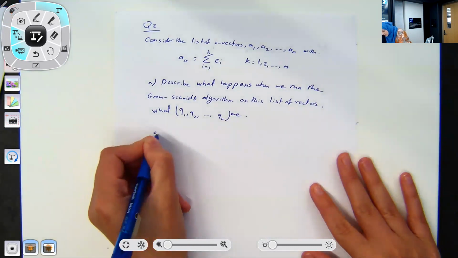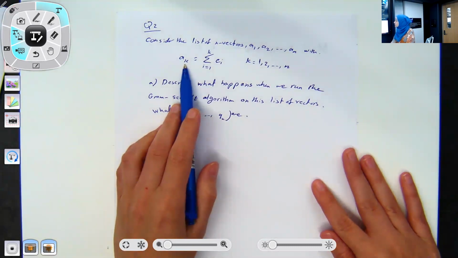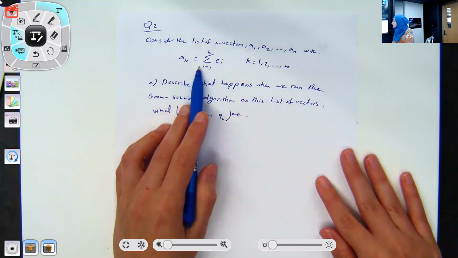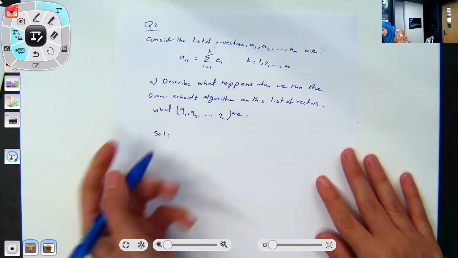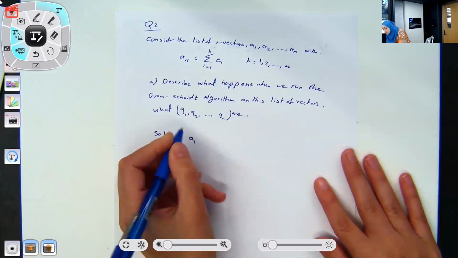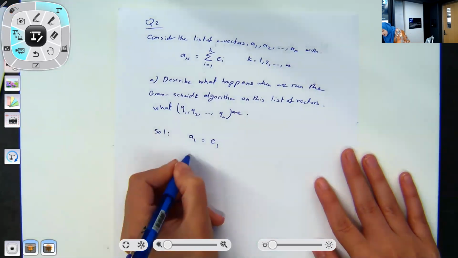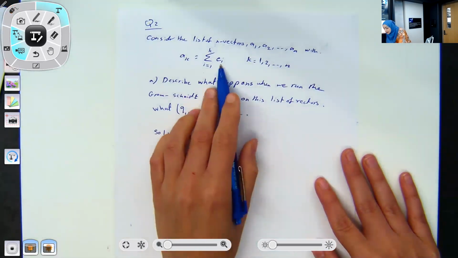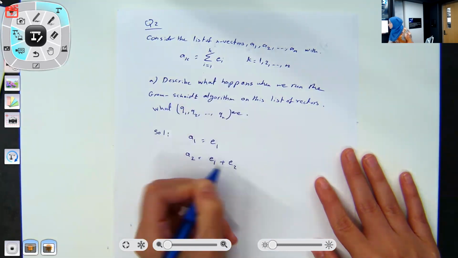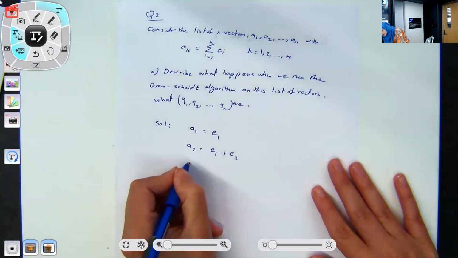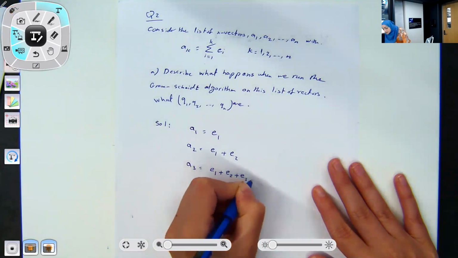To solve this question, at the beginning, we need to know what the vectors are. They give you the general formula: AK equals the summation from I equals 1 up to K of EI. So what's the value of A1? The value of A1 equals E1. The value of A2 equals E1 plus E2. And the value of A3 equals E1 plus E2 plus E3, and so on.